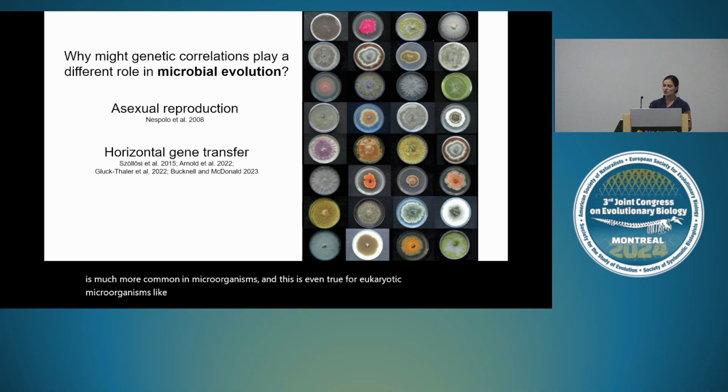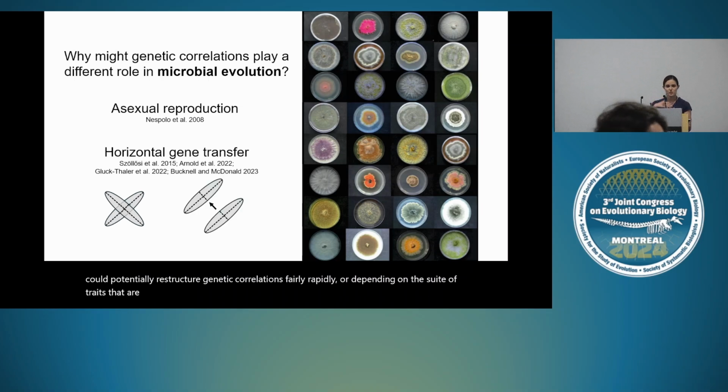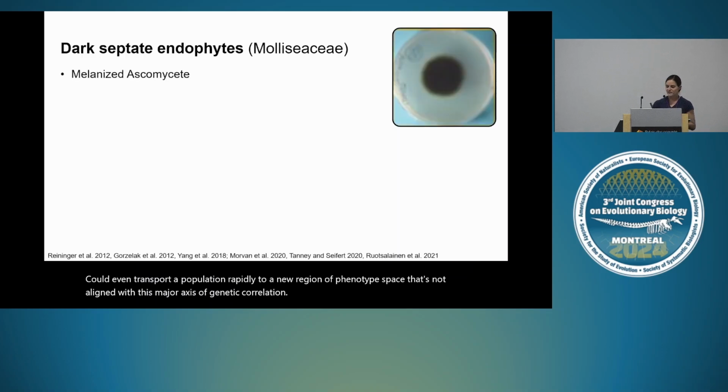So I think the role of horizontal gene transfer in multivariate evolution is especially interesting because you could imagine that mobile genetic elements could potentially restructure genetic correlations fairly rapidly, or depending on the suite of traits that are mobilized, could even transport a population rapidly to a new region of phenotype space that's not aligned with this major axis of genetic correlation. Okay, so in this study, we focused on this group of microscopic fungi called dark septate endophytes.